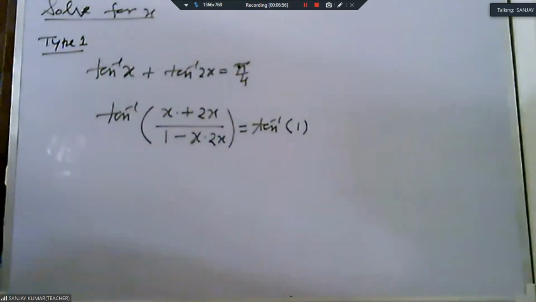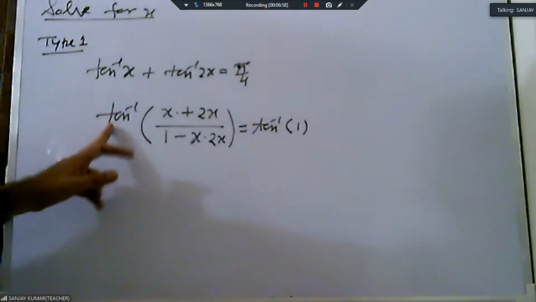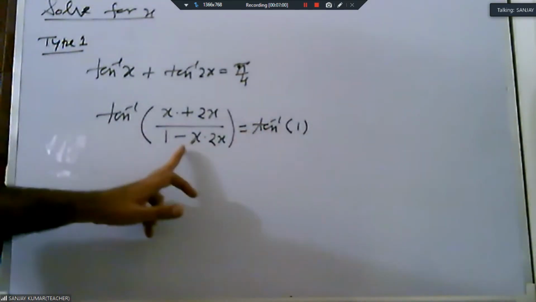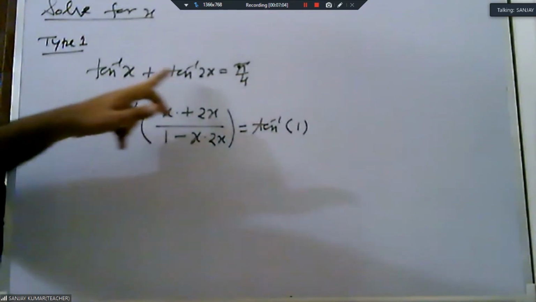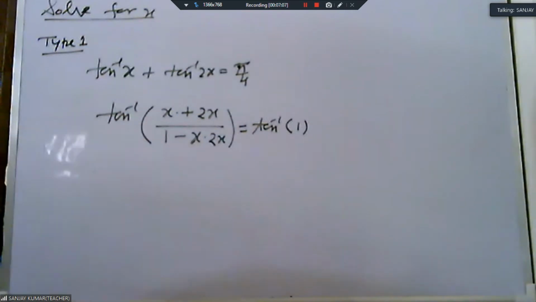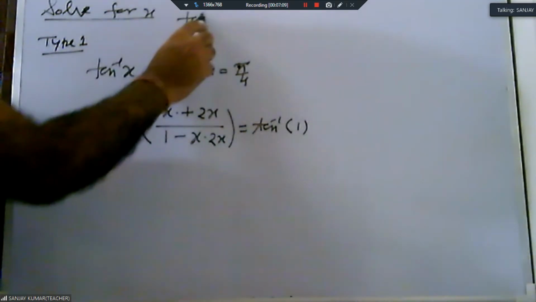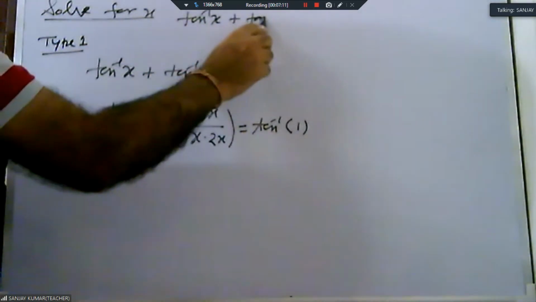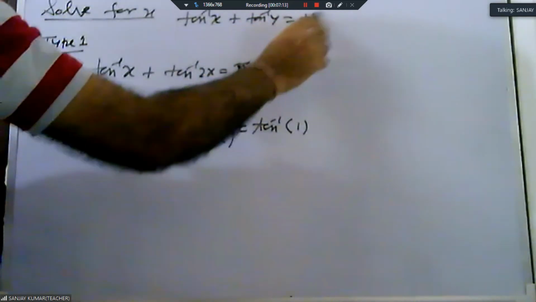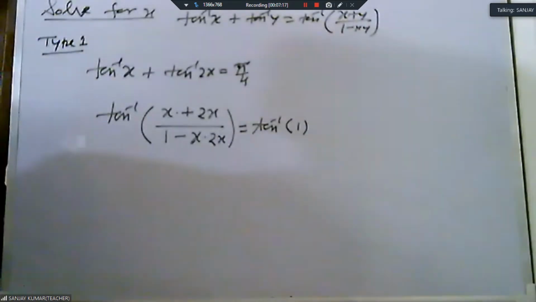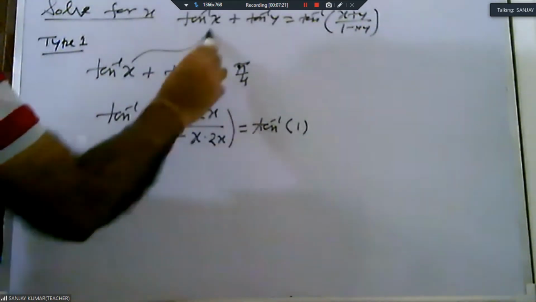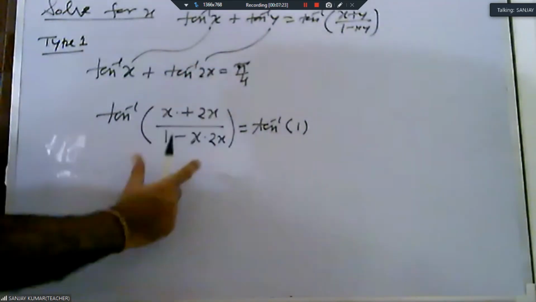Again, we have only one concept: if it is tan inverse on both sides, at that condition you can compare both the values. Now we have tan inverse x plus tan inverse 2x. We have a formula we already discussed in the last class: tan inverse x plus tan inverse y is tan inverse of x plus y upon 1 minus xy. We apply this. This is your x, this is your y.